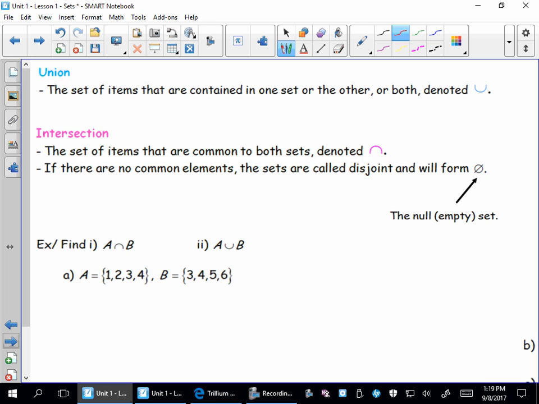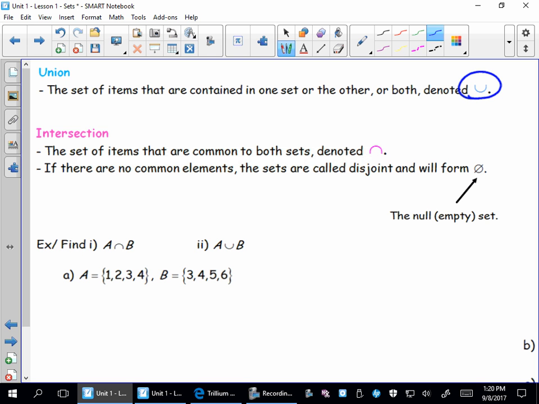Okay, some more big ideas for us. Some ones we're going to use a lot in our first unit. Our first unit is about probability, and we want to talk about some symbols we're going to come across repeatedly. So the first one's a union. It's the set of items that are contained in one set or the other or both. We use the symbol U for union. And we'll do some examples in just a second here.